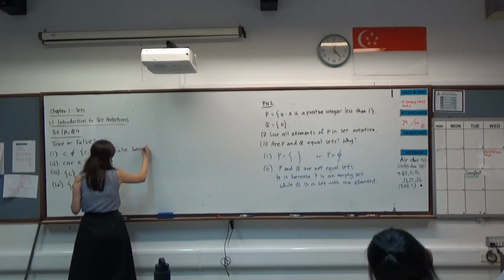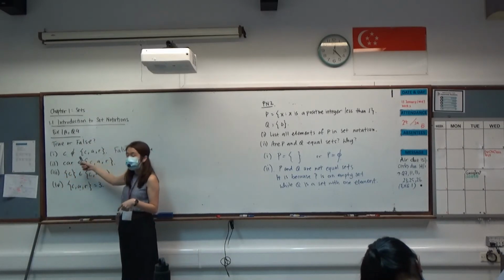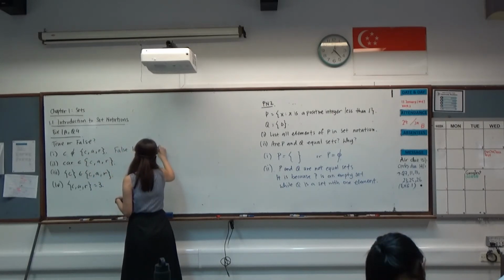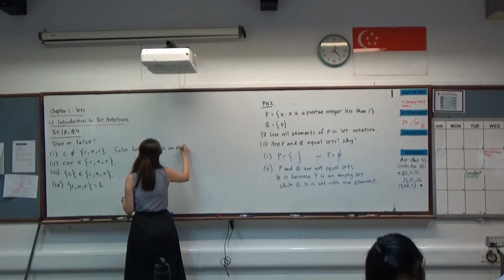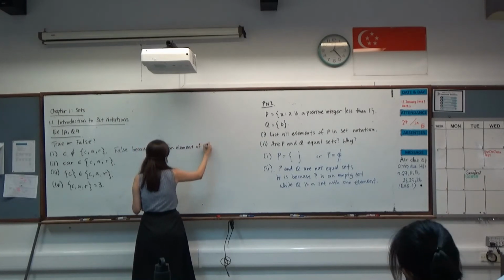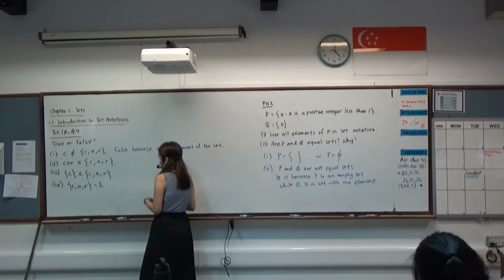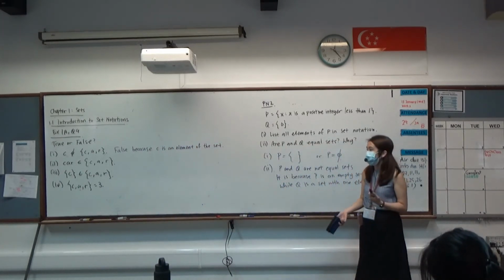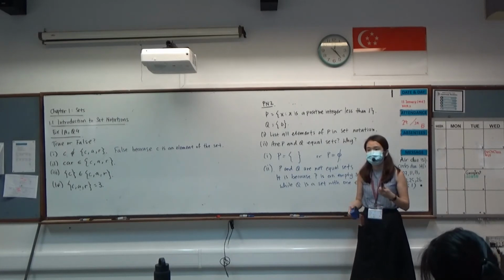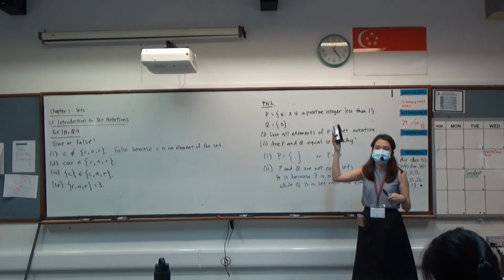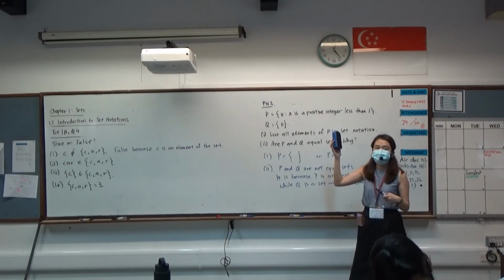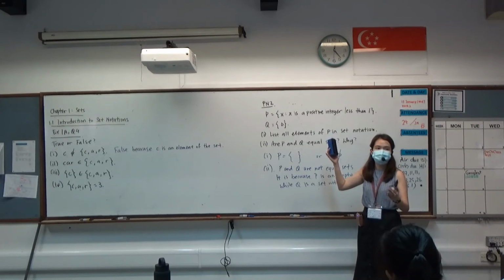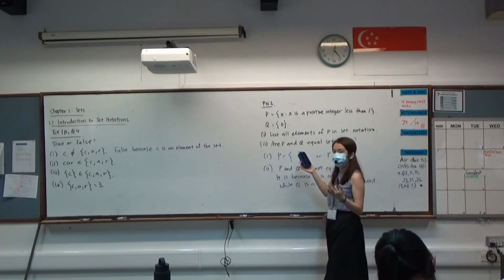because C is clearly an element of the set itself. What about car, C-A-R? Is it an element of the set? Who thinks that yes, it's an element of the set? Who thinks no, it's not an element of the set? What about the rest? No one? Okay. Amanda, what do you think?